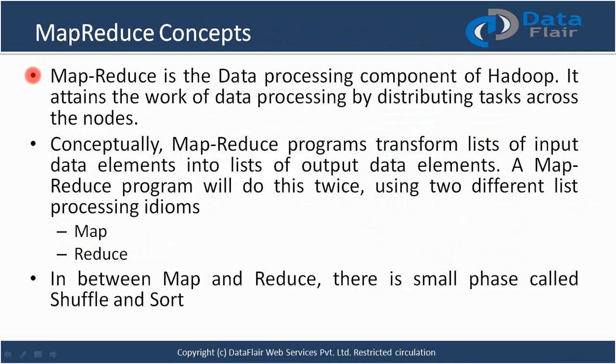We understand that HDFS is the storage layer, MapReduce is the processing layer. Now, how does MapReduce attain the work? How does MapReduce process the data? By distributing tasks across multiple nodes.